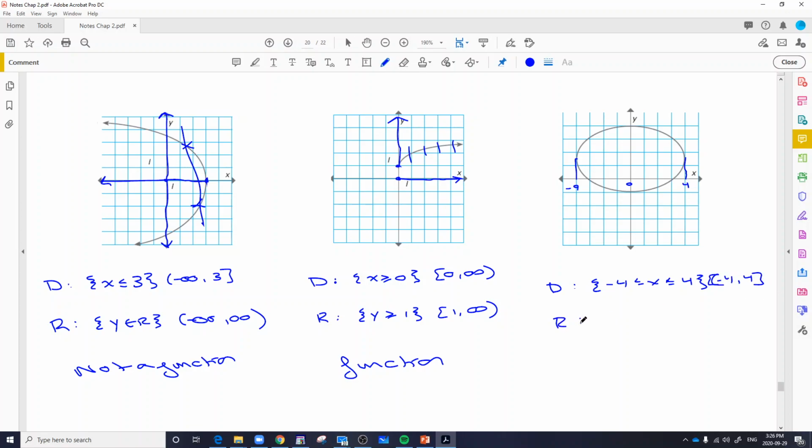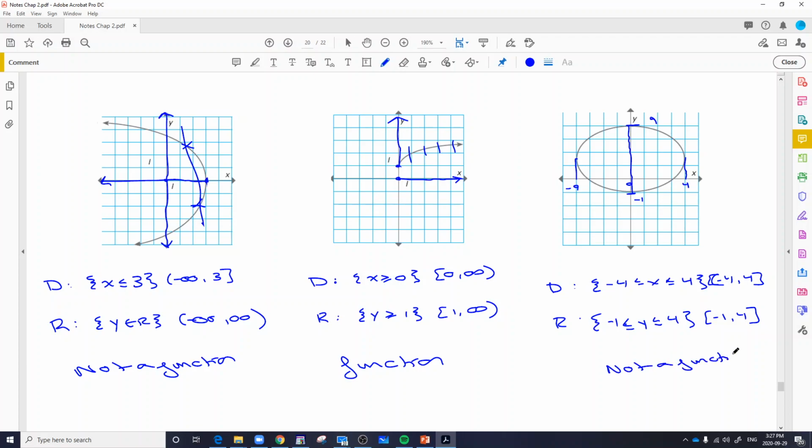My range, I'm looking at where it starts and ends. So it starts here, it ends here, and it's everything in between. So it's down to -1 and up to 1, 2, 3, 4. And so my range would be -1 up to 4, which in interval notation would just be -1 to 4. And is this a function? Well, it fails the vertical line test horribly, so it's not a function.